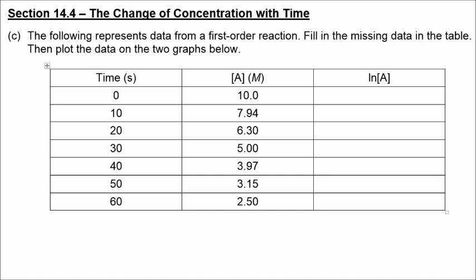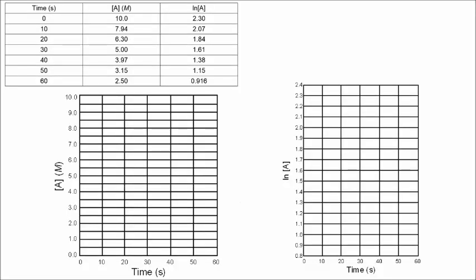The following represents data from a first order reaction. So with the calculator we can do the natural log of 10, the natural log of 7.94, the natural log of 6.30, and fill in the remaining values in the table by just using our calculator and the natural log. Now that we have this data, we can plot the change in concentration over time, which is a curve, and the change in the natural log of the concentration over time. This is not a curve. This is a straight line. Look at the data.